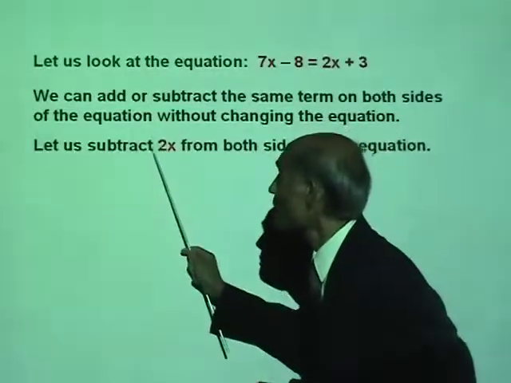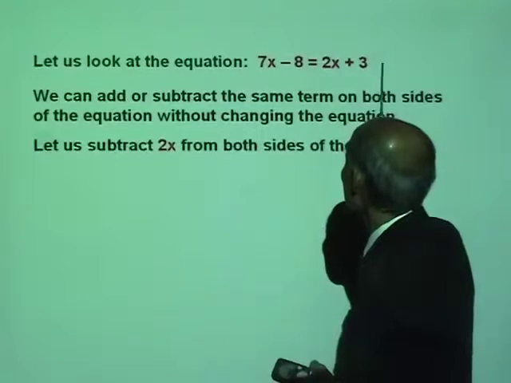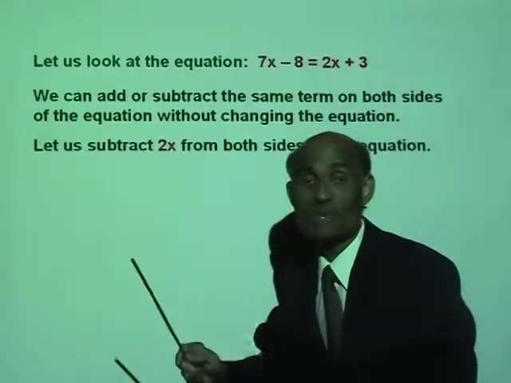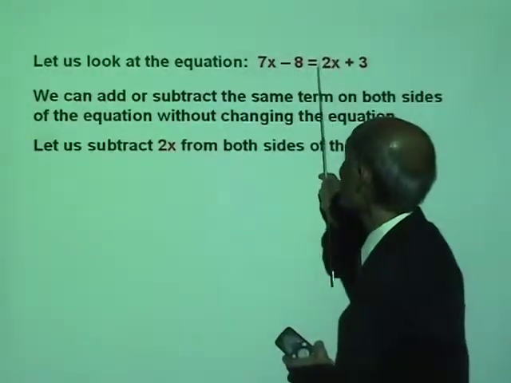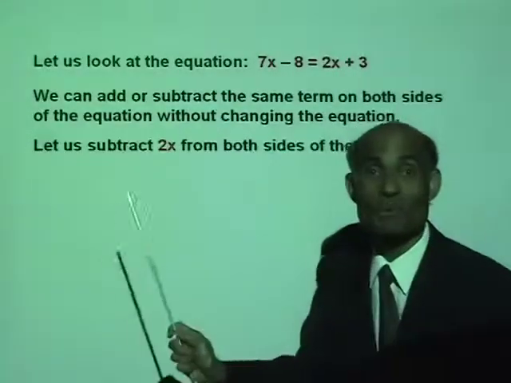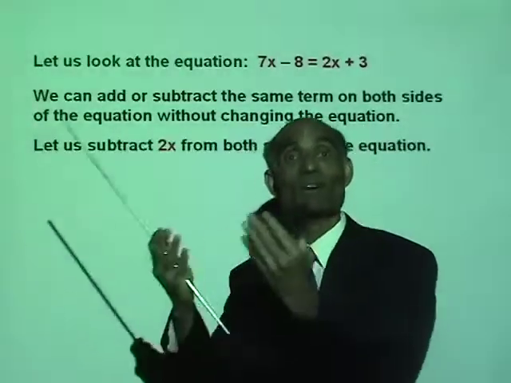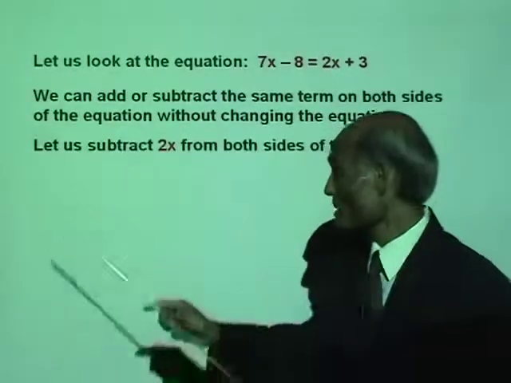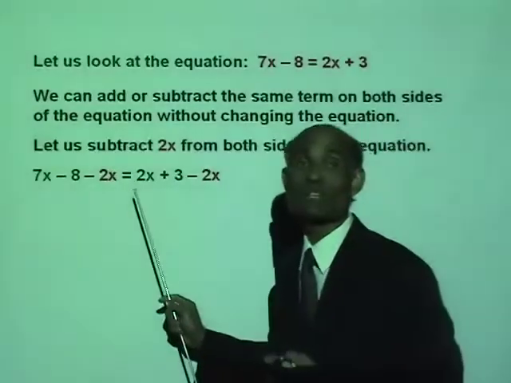We will subtract 2x from both sides. You see, you subtract 2x from the right side, subtracting 2x from 2x will give you 0. So if you want to remove this 2x from the right side, subtract 2x from the right side. But when you subtract 2x from the right side, you also subtract it from the left side. So let us subtract 2x from both sides of the equation.